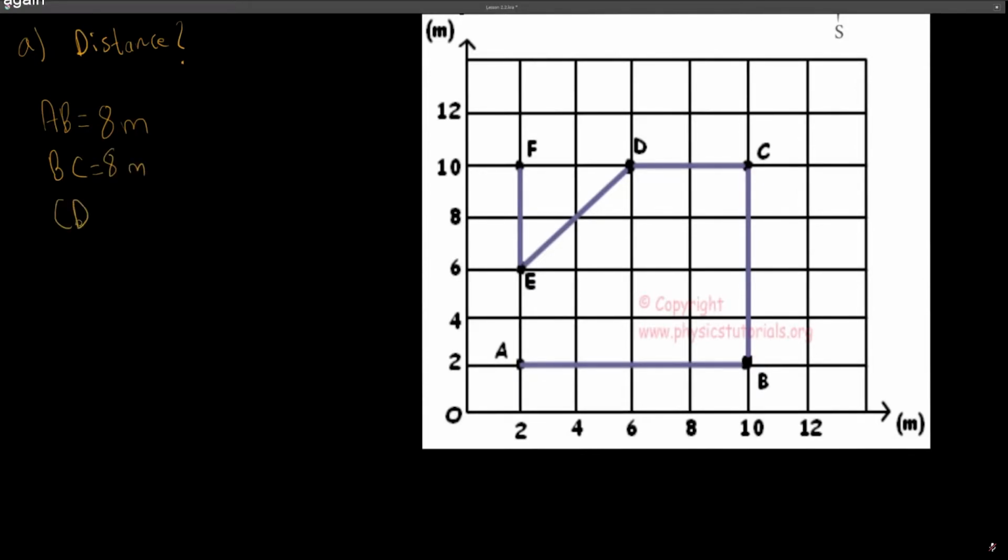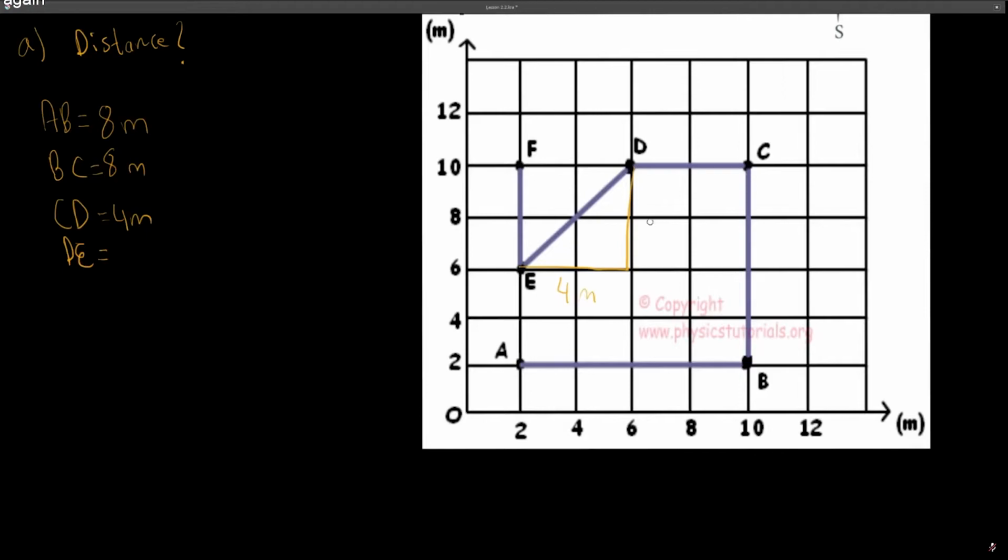From C to D, it's 4 meters. And from D to E, we have to use the Pythagorean theorem because this isn't actually 2. This is a little more than 2. So we need to find it.